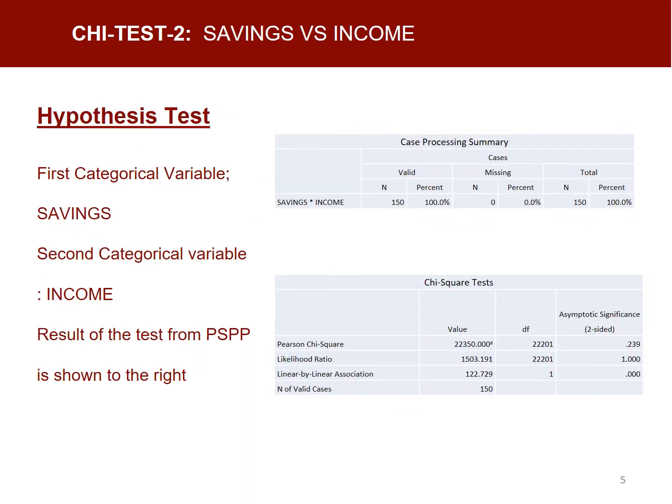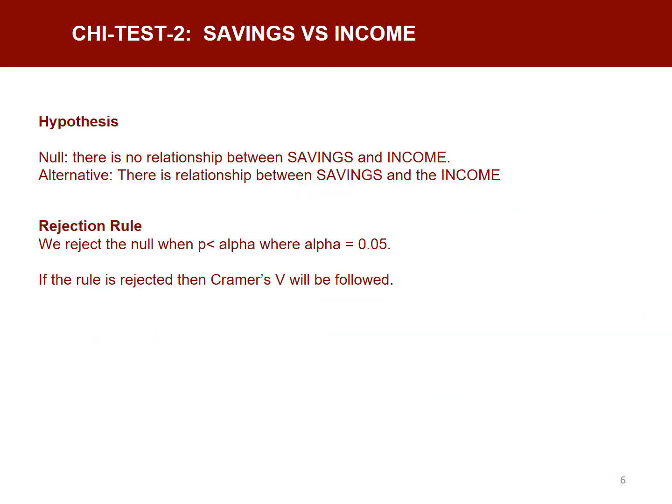In our second test, we look at savings versus income. For the hypothesis test, the first categorical variable is savings. The second categorical variable is income. The result of the test in PSPP is shown to the right. We see in our hypothesis there is no relationship between savings and income. The alternative is that there is a relationship between savings and income, which leads to our rejection rule.